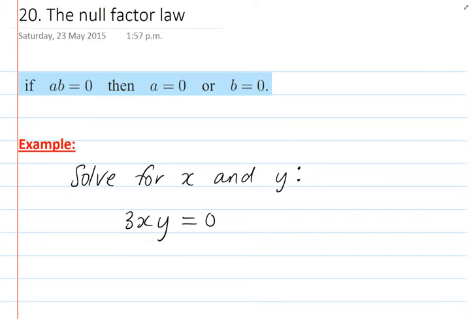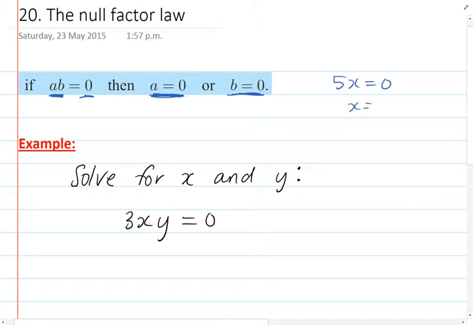But back to the null factor law, and the shout out goes to Jack. So with the null factor law, if we have two things timesing together and they equal 0, then that means that either the first thing equals 0 or the second thing equals 0. And if you think about it, it really makes sense. Like for instance, if I said I've got 5x and it equals 0, then you'd say, well, x would have to be 0, because the only way you can get 0 is by timesing something with 0. So if you've got two things timesing, then one of them, or both of them, would have to be 0.